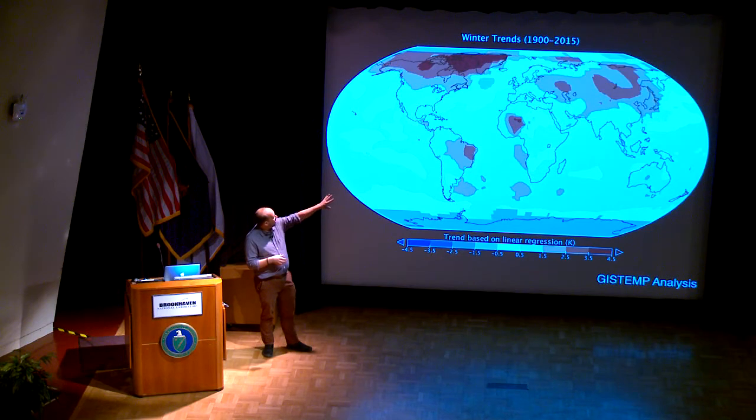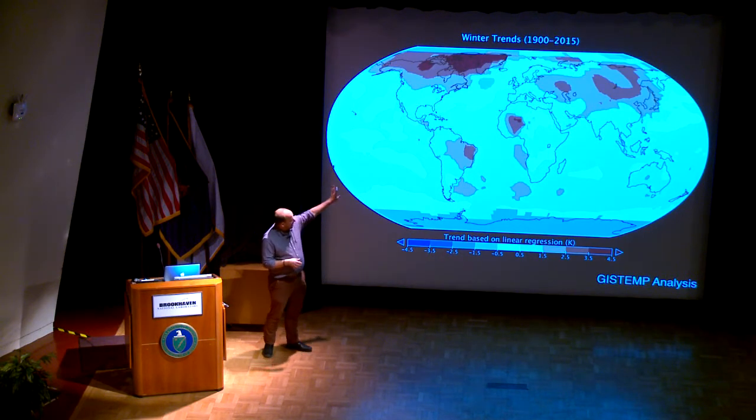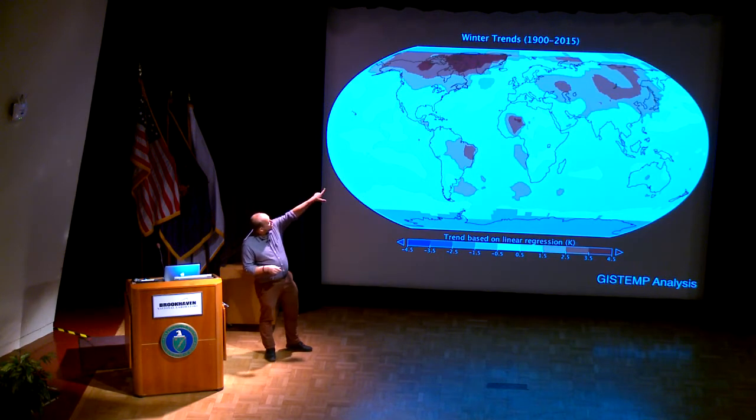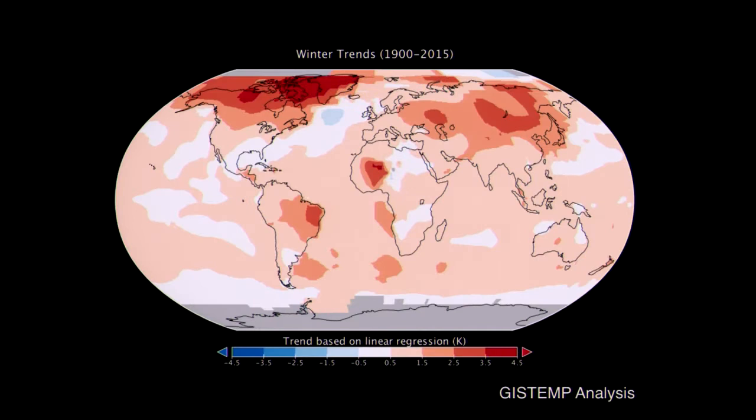You see more warming over the land than over the ocean. You see more warming in the north than in the south. There's a very interesting and perhaps climatically important blue spot just south of Greenland, but pretty much everywhere else in the world is warming. And so that's an interesting phenomenon, what's going on.